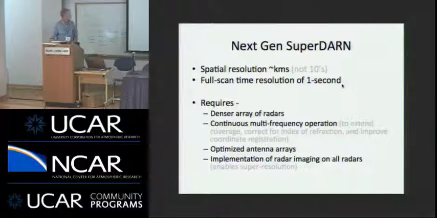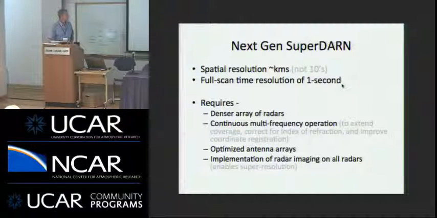And it could be done, I think, for a modest amount of money. We would need denser arrays of radars, continuous multi-frequency operation. And by doing that, we can extend the areas of coverage. We can correct for this index of refraction. We can improve our coordinate registration. We even start to measure some other parameters. You could actually do a bottom-side density profile over fairly large regions.